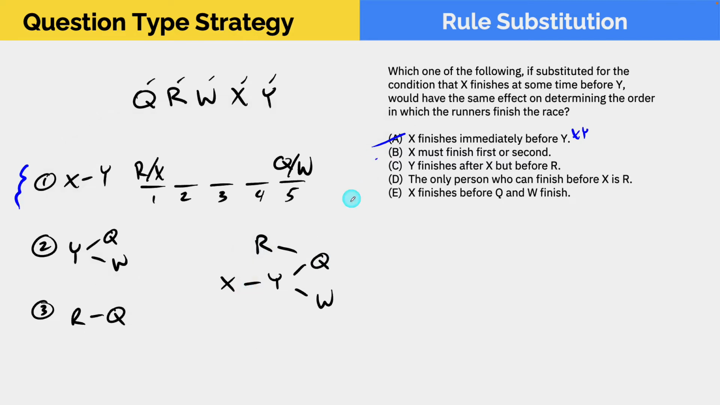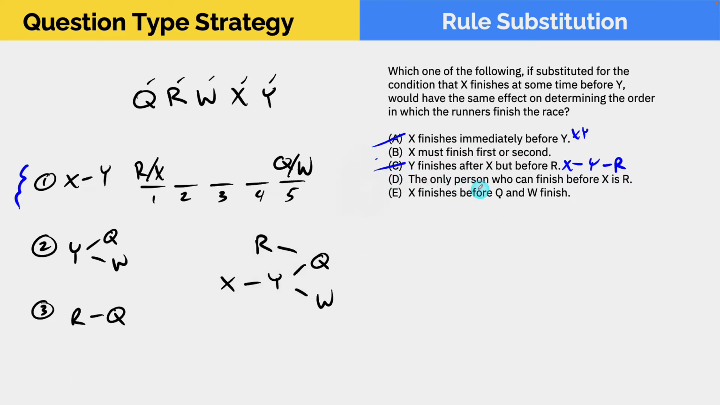What about answer choice B, X finishes first or second? That was true under the original rules, because X could never go 3, 4, or 5, because it has too many variables that have to come after it. So let's move on to C. Y finishes after X but before R. Was that true? Well, no, R and Y have no relationship to each other. Either one could go before or after. So C does not pass the first criteria.